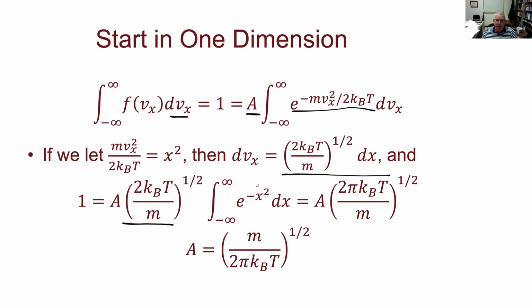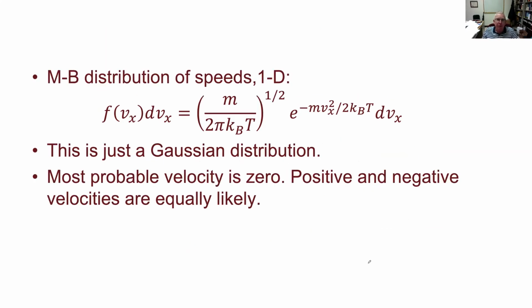That thing is a standard form and can be evaluated, and if I do that, the integral itself is just the square root of pi, and so when I put that in there, I get this expression, which says that 1 is equal to this term over there. Solve that for a, and I get what's down here, that a has to be equal to this collection of constants, okay? So that gives me the Maxwell-Boltzmann distribution of speeds for a gas in one dimension, okay?